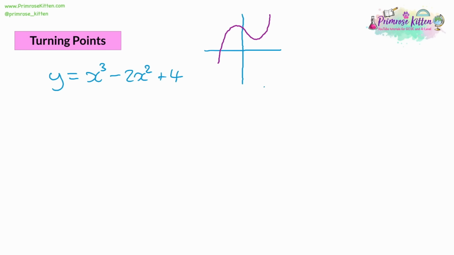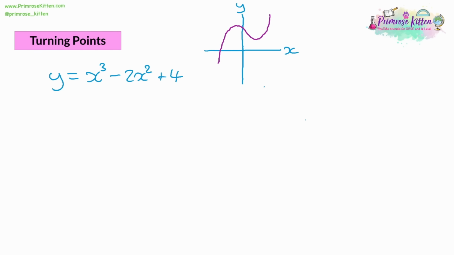We can use differentiation to tell us things about the turning point of a curve. So let's say we've got the curve y equals x cubed minus 2x squared plus 4. Now, if we draw a quick sketch of what this might look like, a cubic is going to look something like this. But we don't know exactly where this is going to fall on the x and the y axes. And so this is what we're going to try and find out.